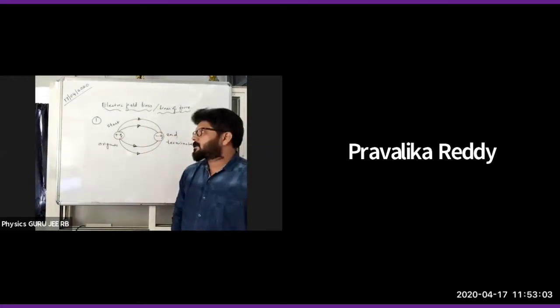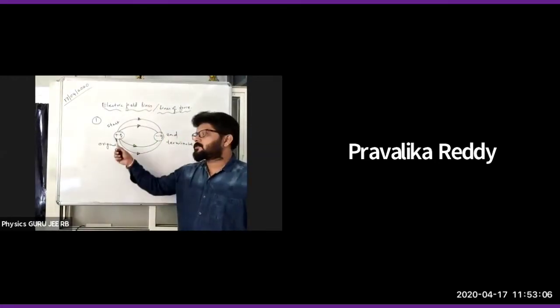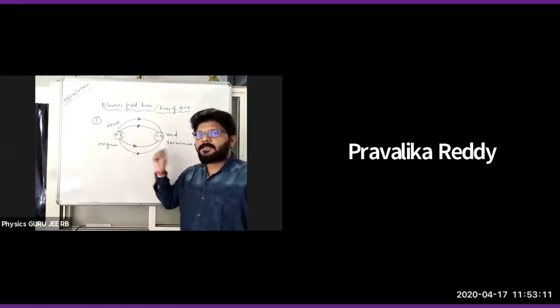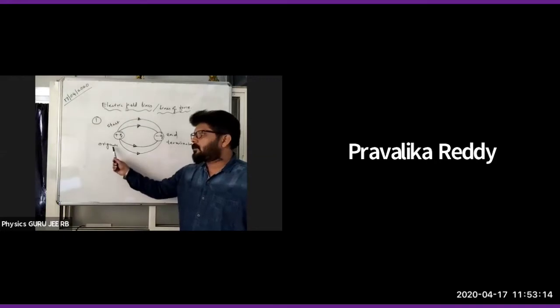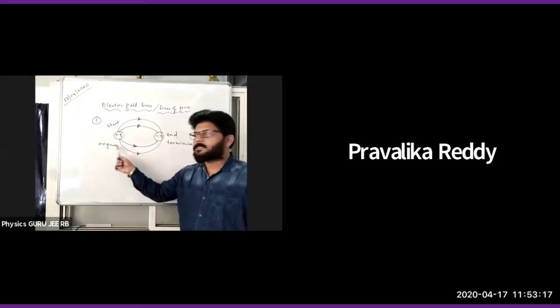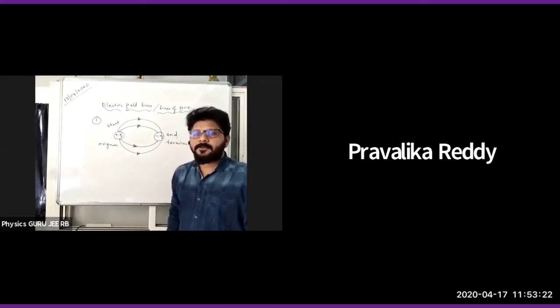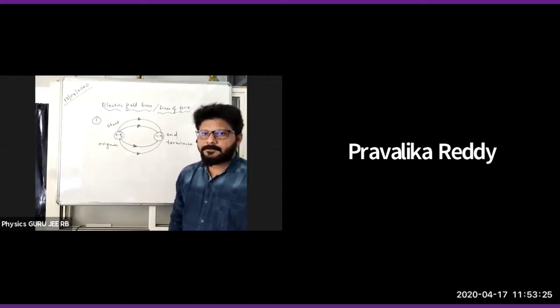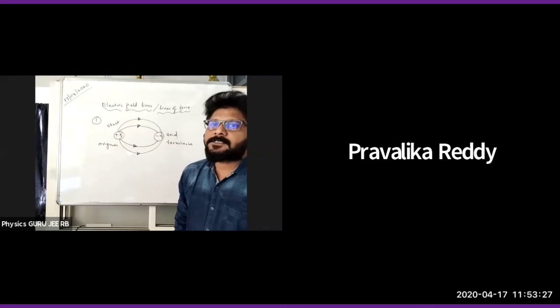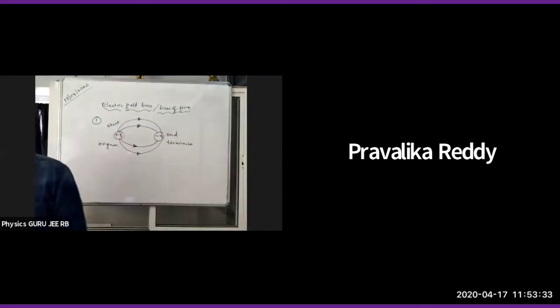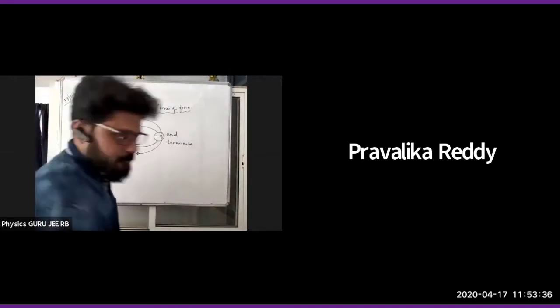The first property is clear. Electric lines of force, which are imaginary lines, start at a positive charge and end at a negative charge. Otherwise, we can use the term originate at a positive charge and terminate at a negative charge. This is the first point. This is the first property. Now we'll go for the second property.